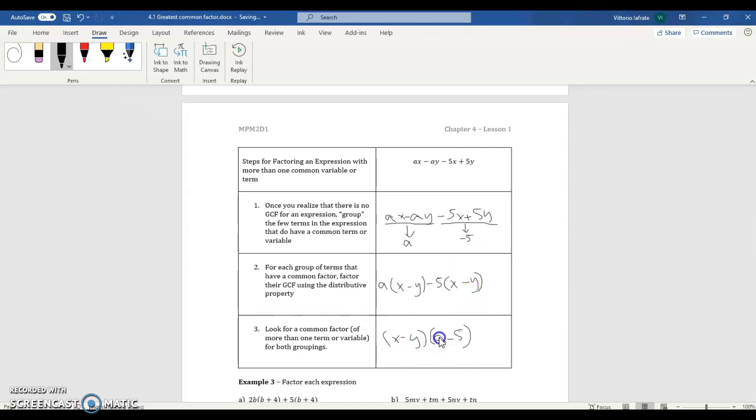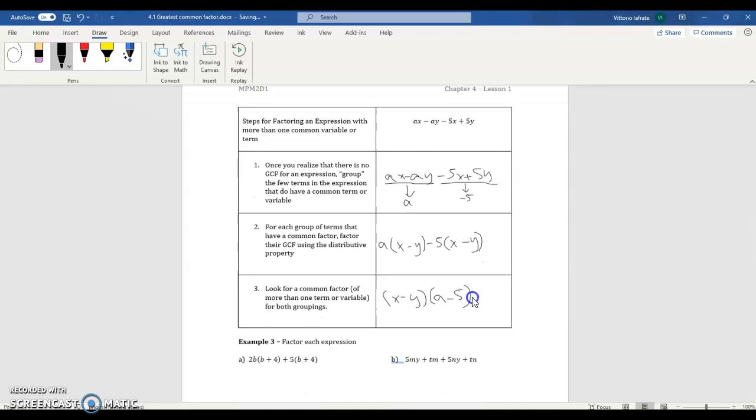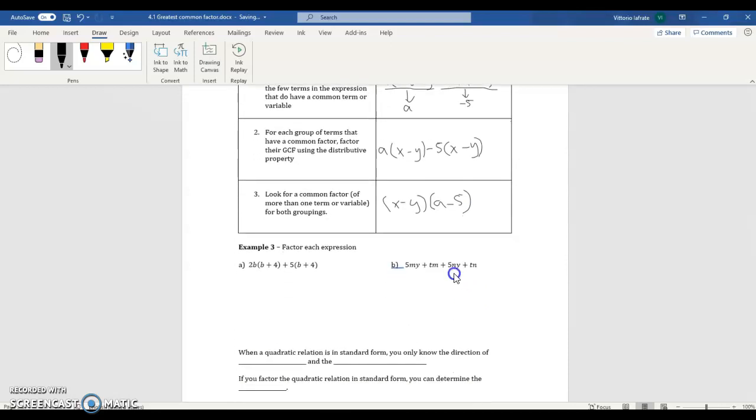So x times a is ax, minus y times a is minus ay, x times minus 5 is minus 5x, and then minus 5 times minus y is plus 5y. And so you would carry that out, and you would see that you're on the right track. So let's try example 3 together, 3a and b. So if you take a look here, we have a common factor of b plus 4. So we can take b plus 4 out. And what's left over are 2b and our plus 5. 2b plus 5.